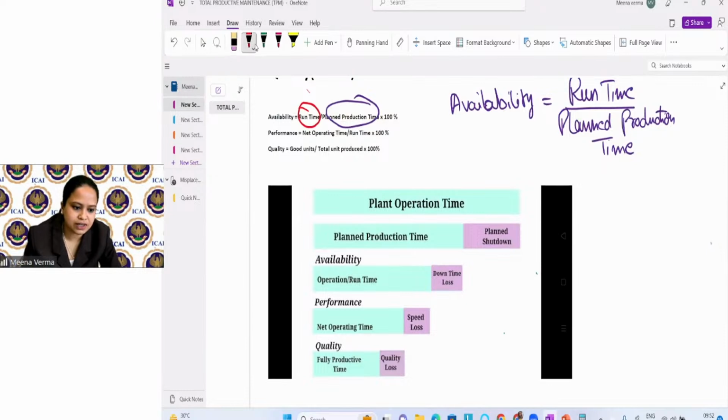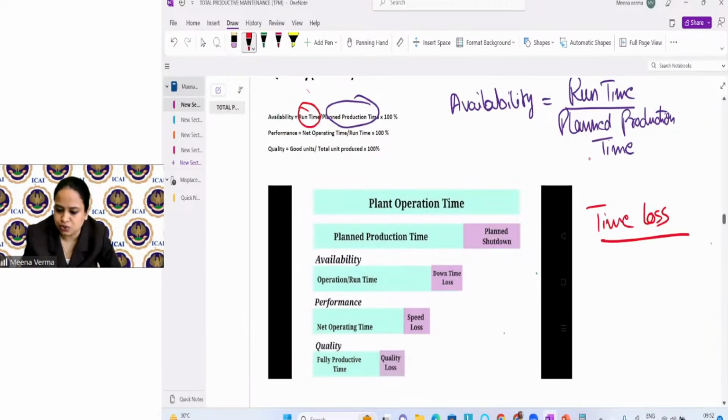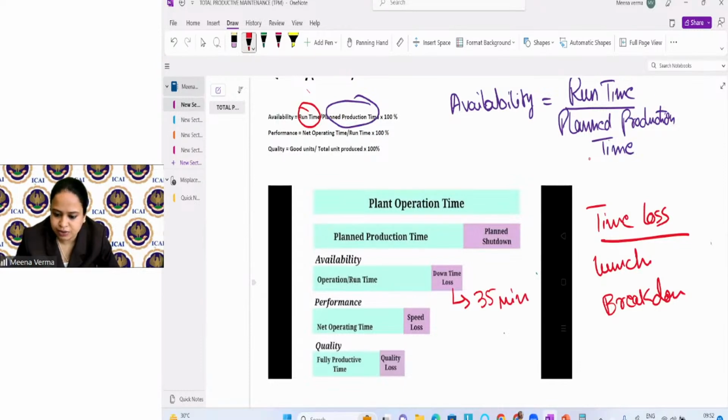So if you see here, we have two types of time loss. One is loss due to lunch break, and the other is loss due to another reason, that was breakdown. You can see here, downtime is breakdown of machine, which was 35 minutes, and lunch time was 38 minutes.